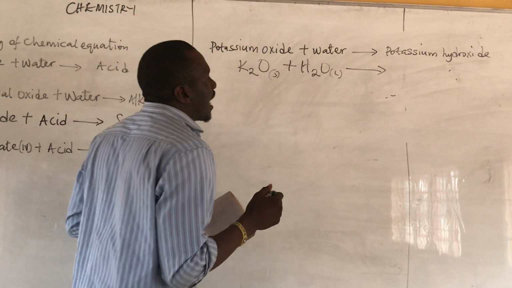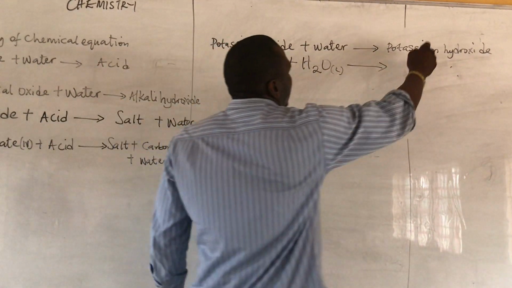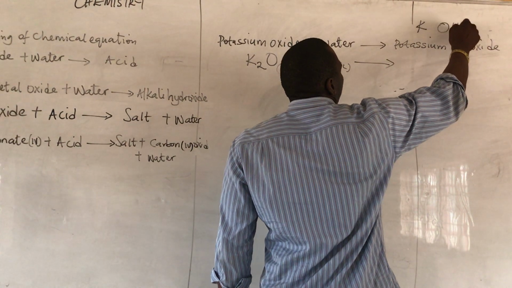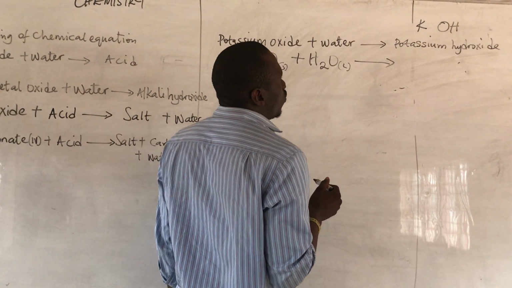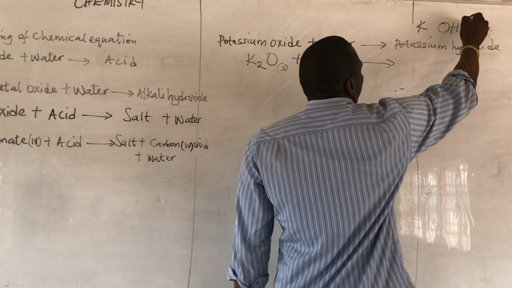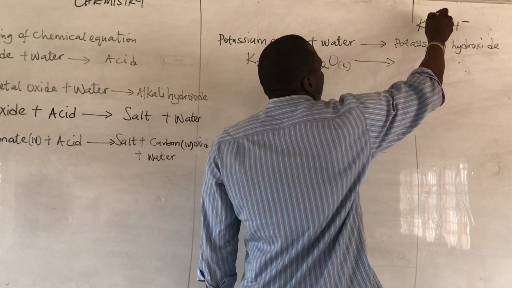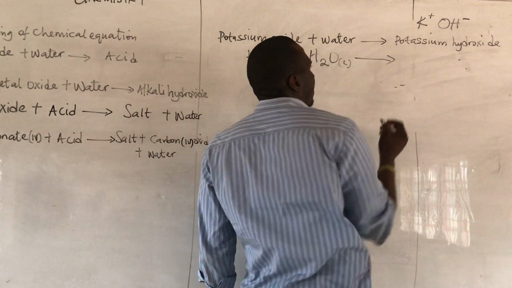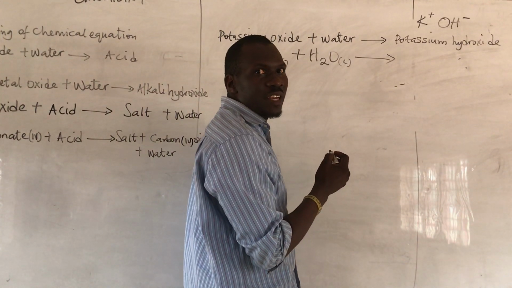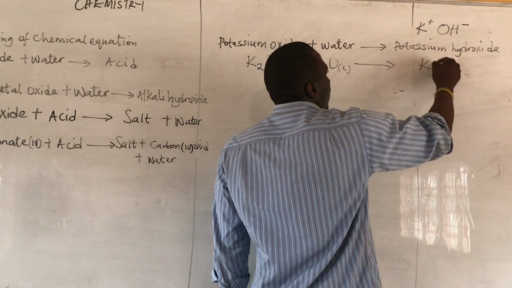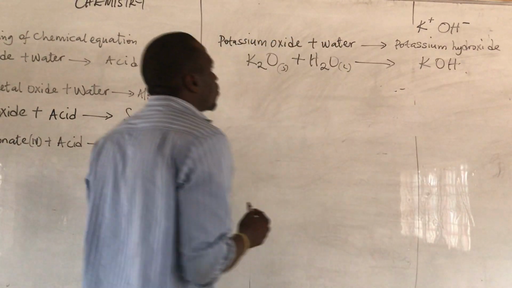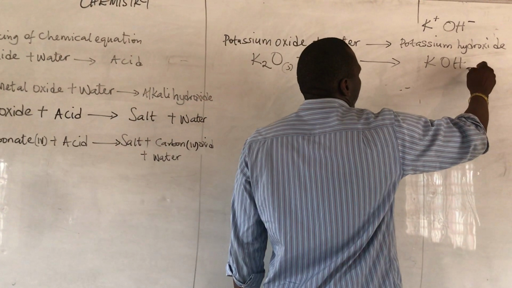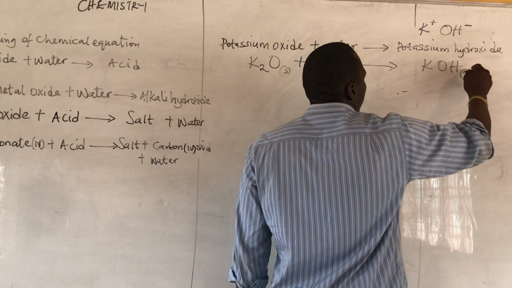To give us potassium hydroxide: potassium, K, and hydroxide, which is a radical. The charge on hydroxide is minus 1, the charge on potassium is plus 1; if they exchange their valencies, the formula for potassium hydroxide becomes KOH. Rule 2 said, do atom count.